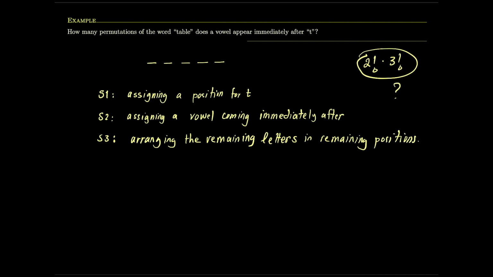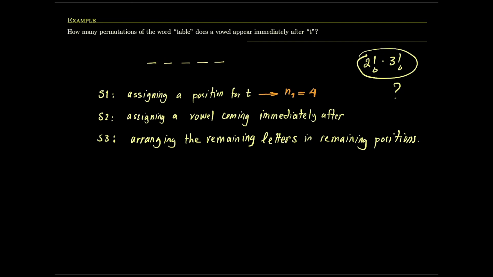Yes? Okay, now tell me in how many ways I can do this stage. Number 1, assigning a position for t. So where can I put t? I can put t here, here, here, here, but not there. Do you agree? So there are only 4 positions that I can put t in. So I would say that this stage number 1 can be done in 4 different ways.